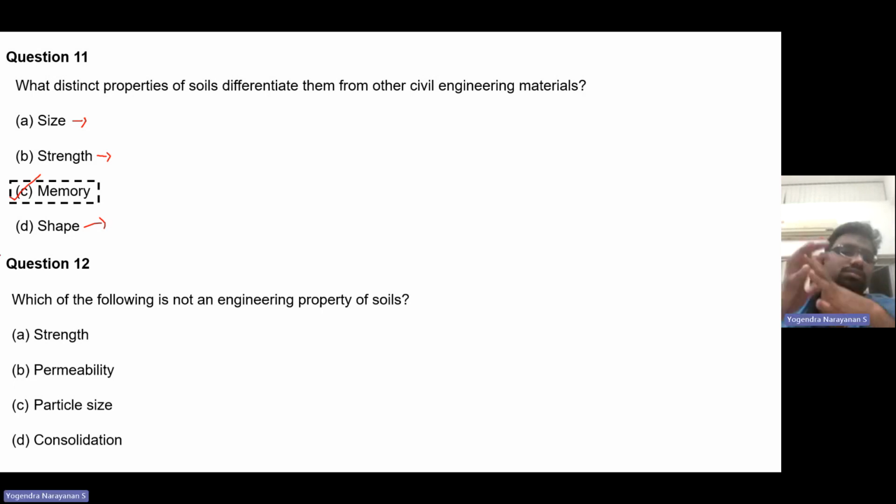Let me repeat the question. Which of the following is not an engineering property of soil? Option A, strength. Option B, permeability. Option C, particle size. And option D, consolidation.